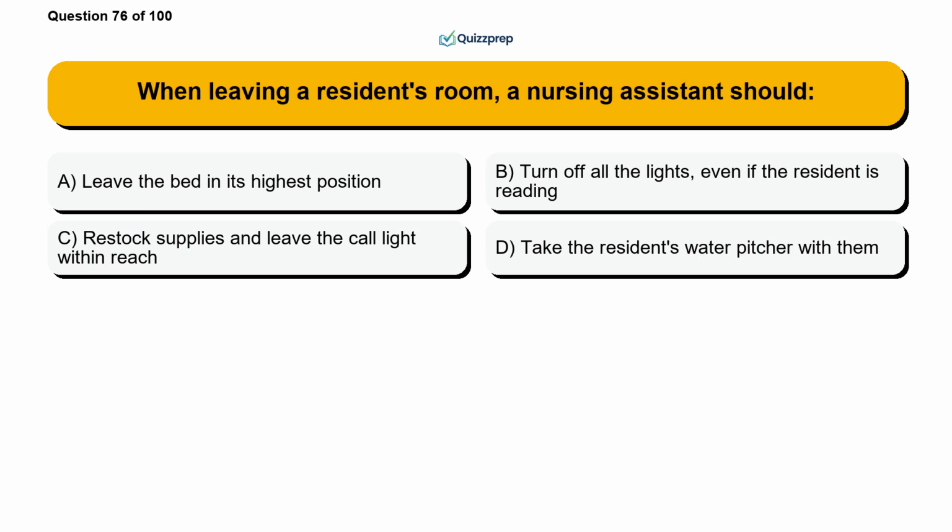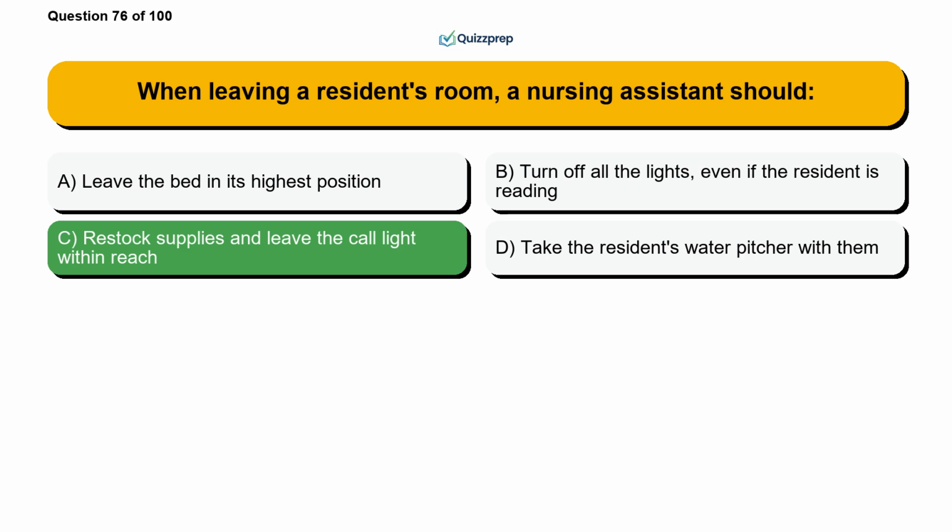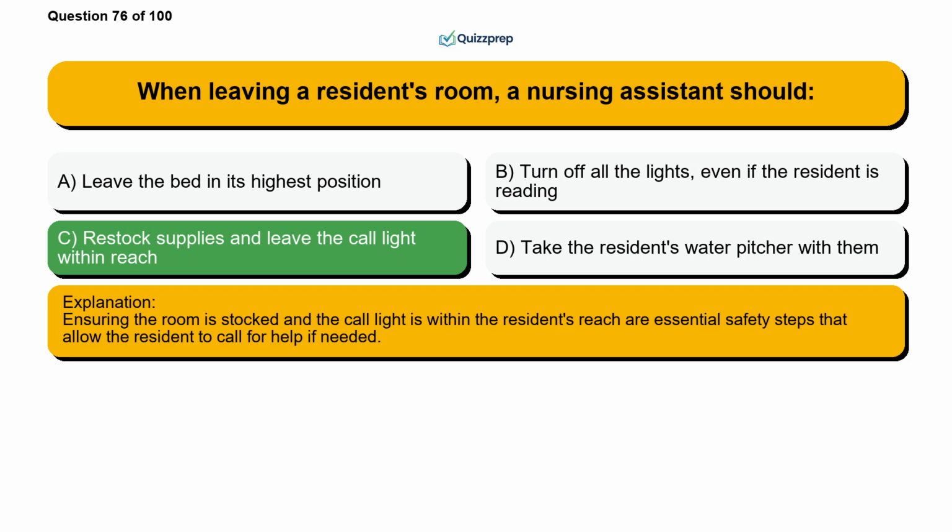Question 76. When leaving a resident's room, a nursing assistant should: Option A, leave the bed in its highest position. Option B, turn off all the lights, even if the resident is reading. Option C, restock supplies and leave the call light within reach. Option D, take the resident's water pitcher with them. The correct answer is option C, restock supplies and leave the call light within reach. Ensuring the room is stocked and the call light is within the resident's reach are essential safety steps that allow the resident to call for help if needed.